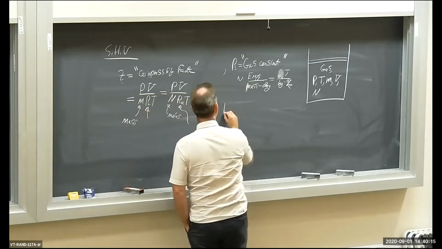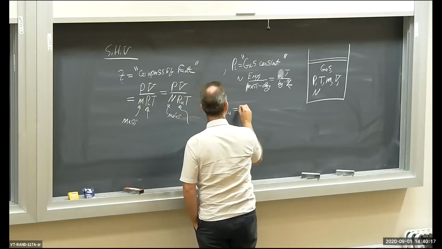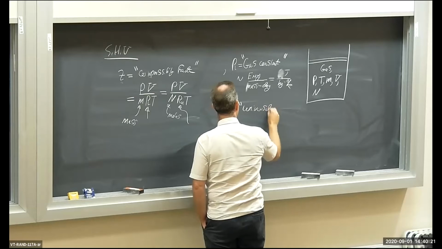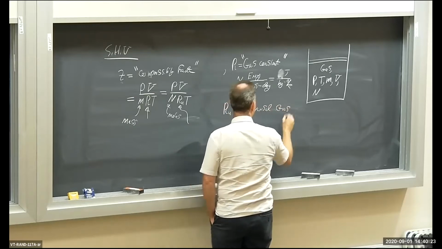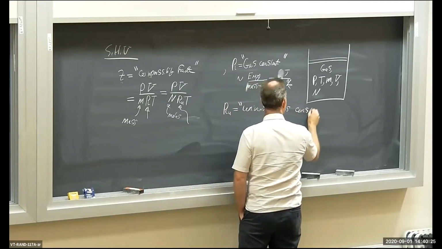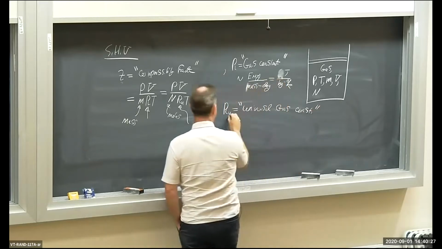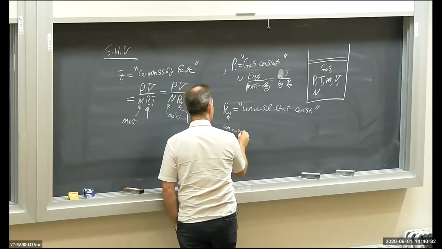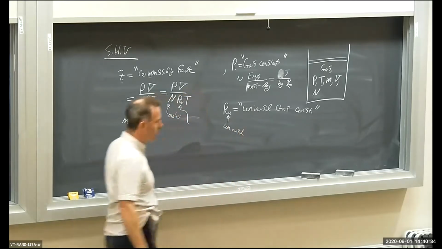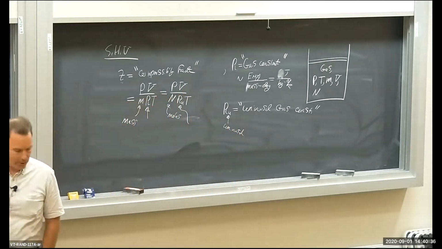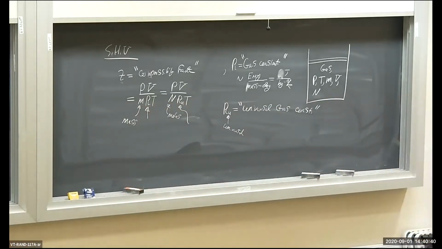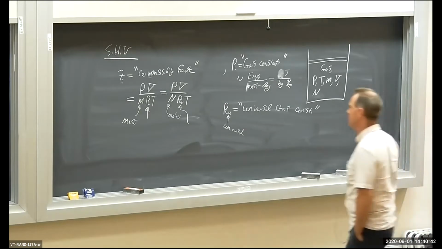R_U is the universal gas constant, i.e. U for universal. Universal gas constant. That is a constant which is not materially dependent and is valid for all gases.